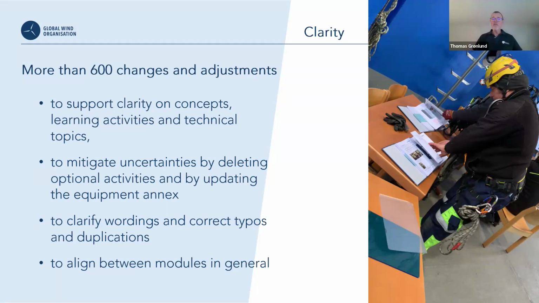I really advise you to do that, to see what the changes are, because there are so many, and it makes no sense to sit in an Excel sheet to see, oh, there's a comma that has been changed and so on. This is just my advice from my own experience. Take the 2 standards and go through them. I know it takes time, but that is the easiest way. We've done it to support clarity of concepts, learning activities, and technical topics. You can read it.